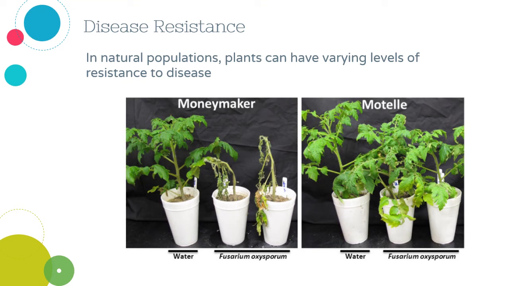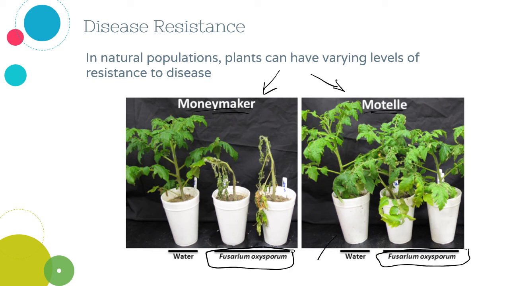So another reason that genetic diversity is important is for that resilience of our populations. So community resilience can be driven by that level of biodiversity of having a high species richness. But within a population, you can also have resilience because of genetic variation. So here we have two different varieties of tomatoes. This Motel variety and the Moneymaker variety have a different response to this particular fungal pathogen.